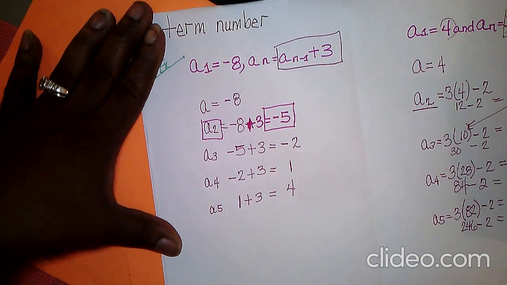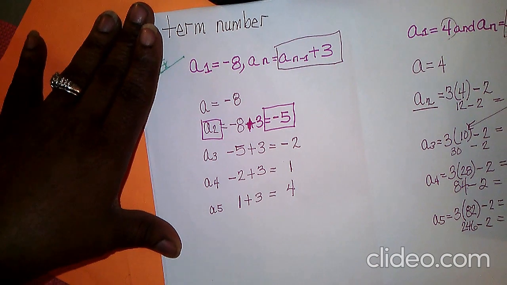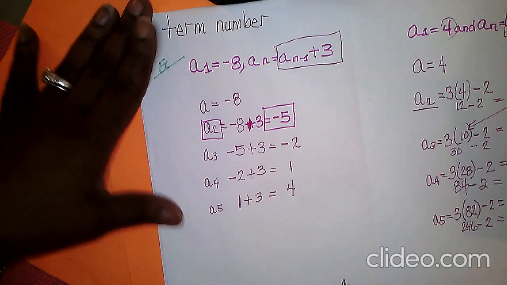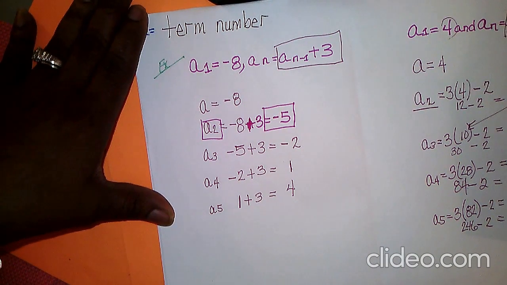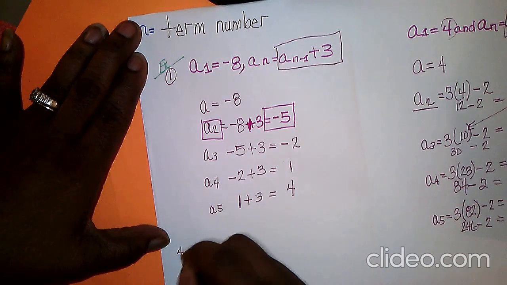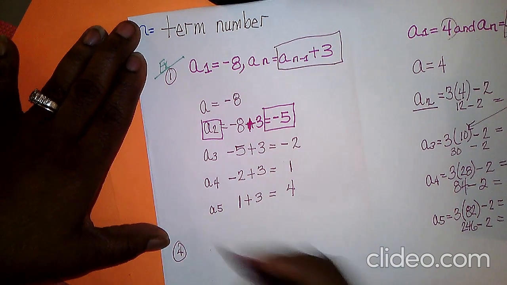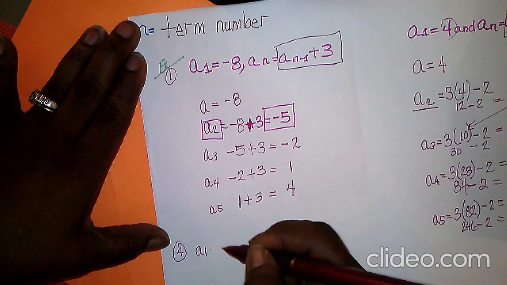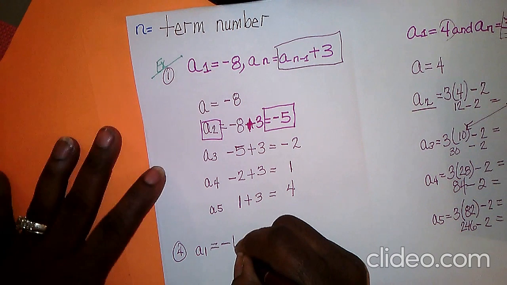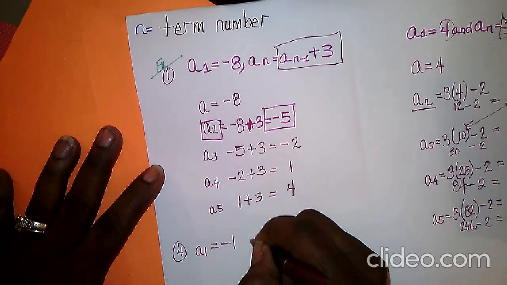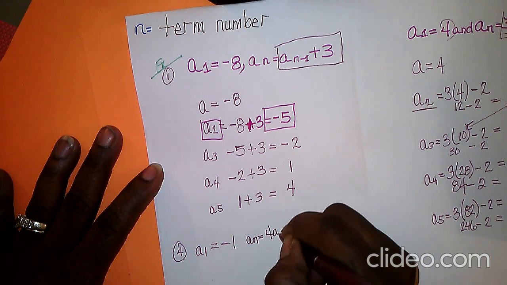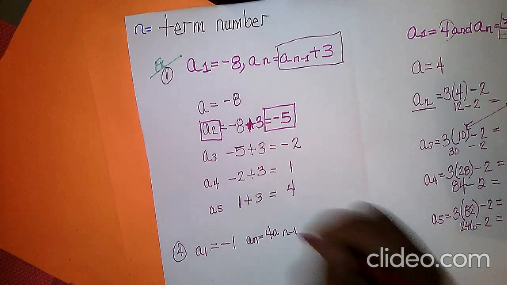So it wasn't as difficult as we thought. Now, just to do one more for you. So let's look at number 4. This is number 1, and we're going to look at number 4. So on number 4, we have A1 equals negative 1. And then we have AN equals 4 times A n minus 1.